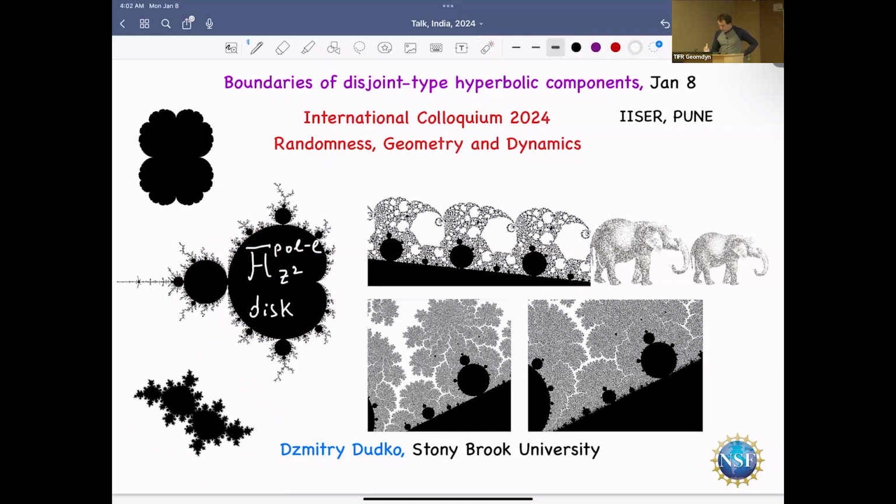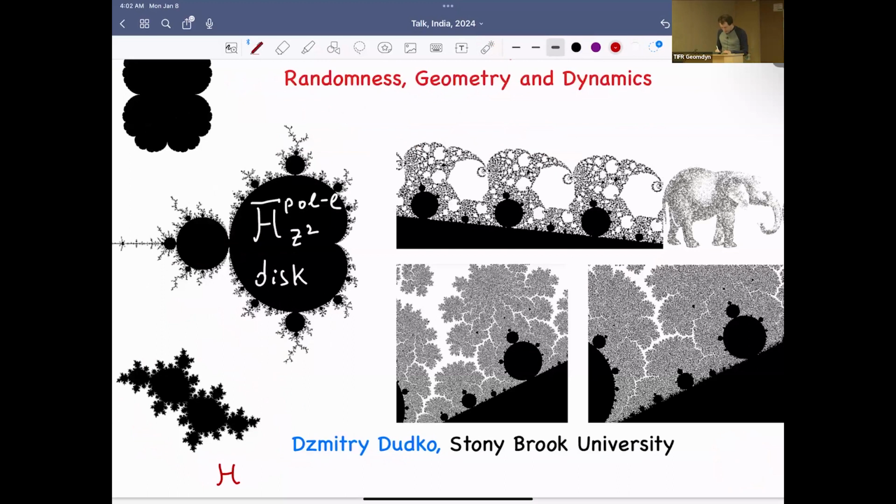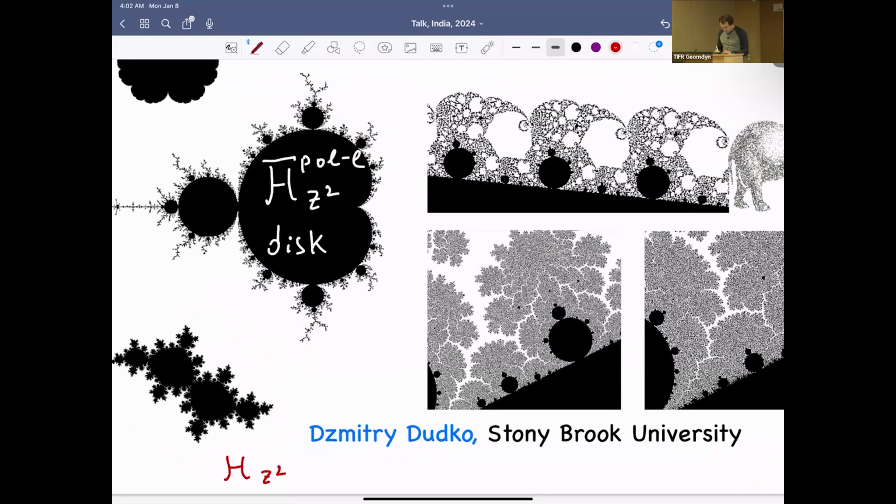But today I'd like to talk about hyperbolic components in the space of rational maps. And it is well known that the hyperbolic component of the square in the space of rational maps is not bounded. In fact, the boundary can be explicitly computed. So I'd like to first review this example. This would be the main motivating example.